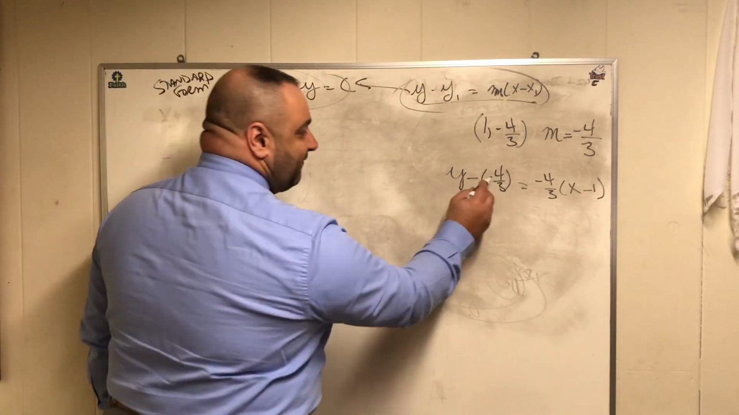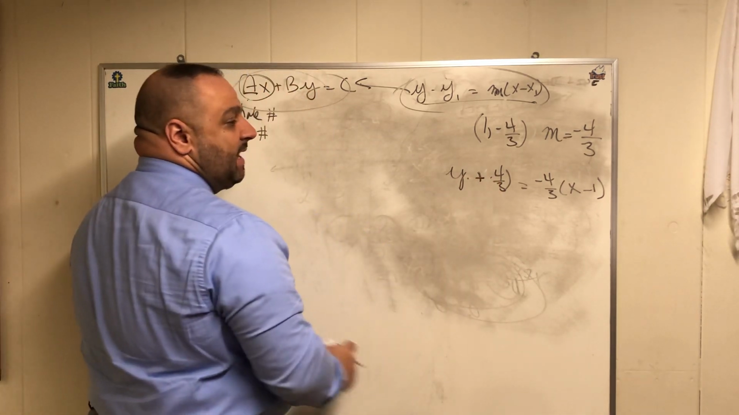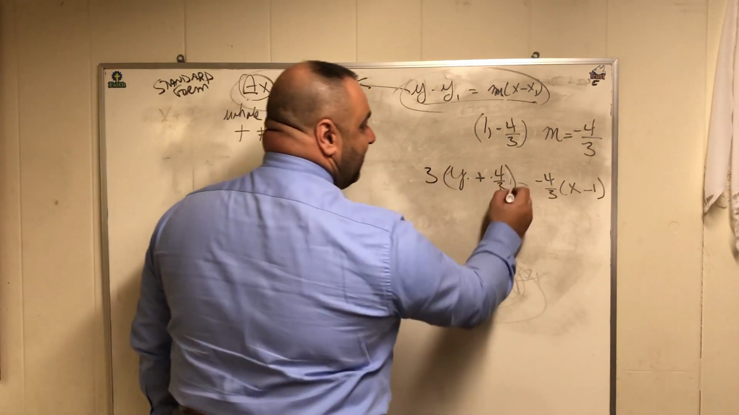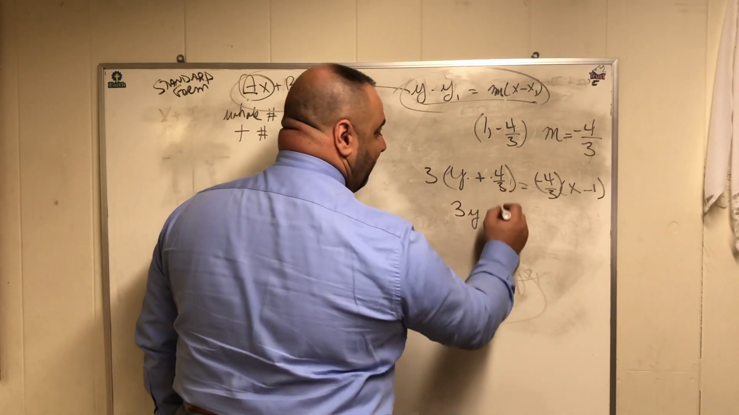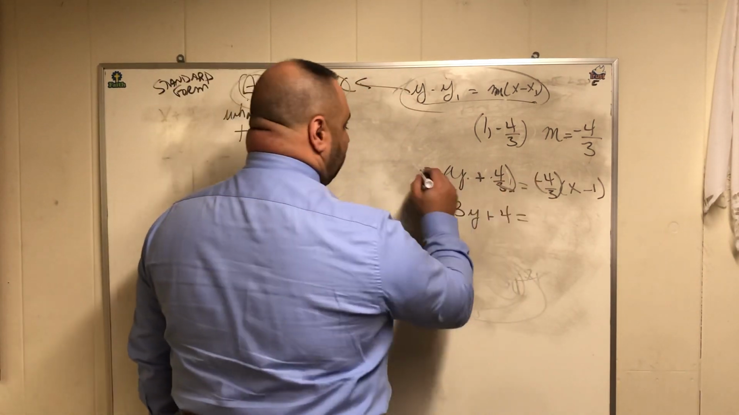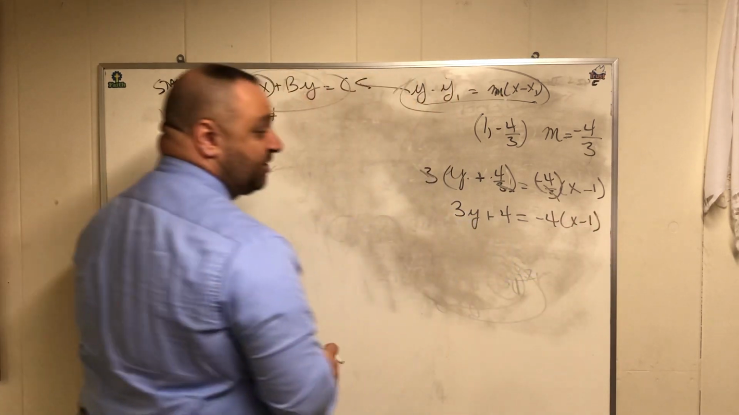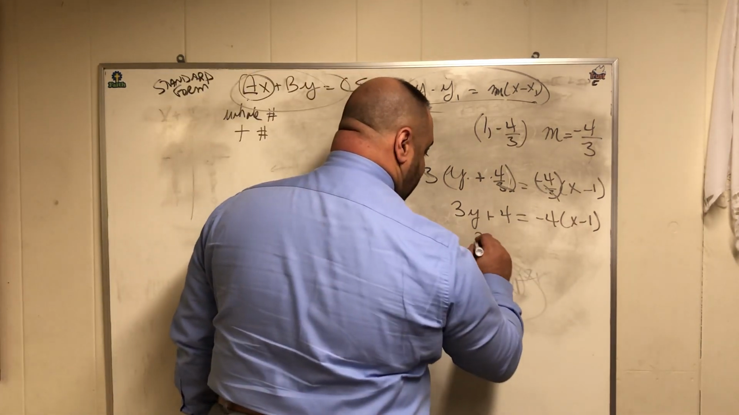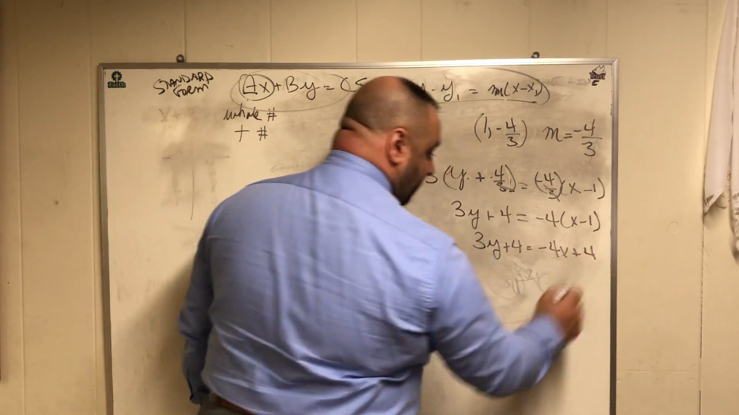Since I have a negative here, first thing we want to do is make that a positive. Now we have 2 fractions here, so we have a common denominator. I'm going to multiply by 3. So we have 3y plus 4, they cancel out, equals, we're going to multiply everything by 3, -4 times x minus 1. Now I'm just going to use the distributive property to simplify this parenthesis. So 3y plus 4 equals -4x plus 4.